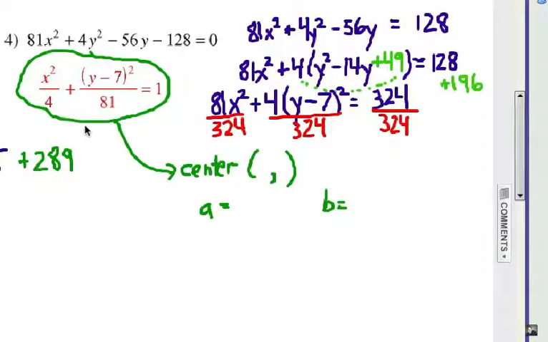So as you can see, this is our final answer. X squared over 4 plus y minus 7 squared over 81 equals 1. Now what that tells us, if we were to graph this ellipse, is the center is going to be at 0, 7, and the a value is going to be square root of 4, which is 2. The b value is square root of 81, which is 9. So it's 2 units wide right and left from the center, and it's 9 units up and down from the center, and that's the ellipse.